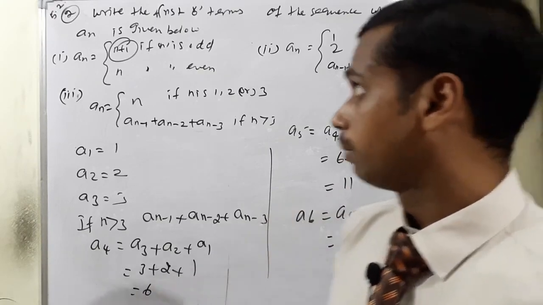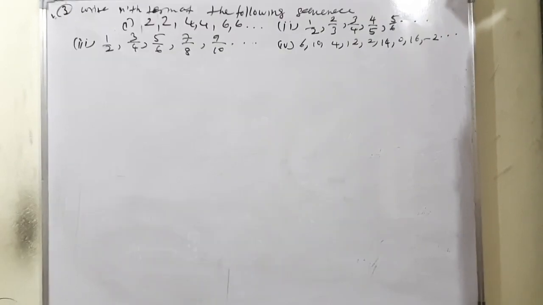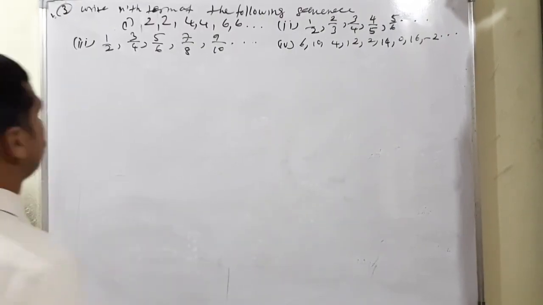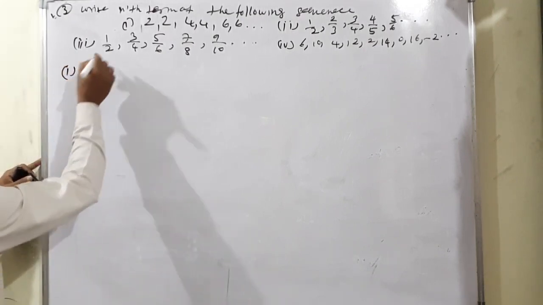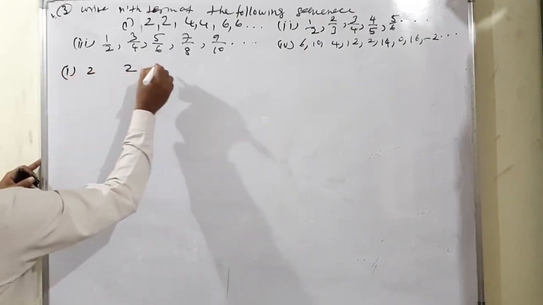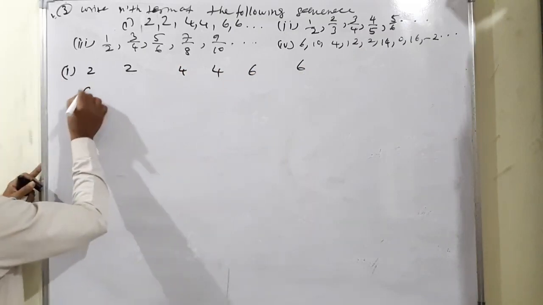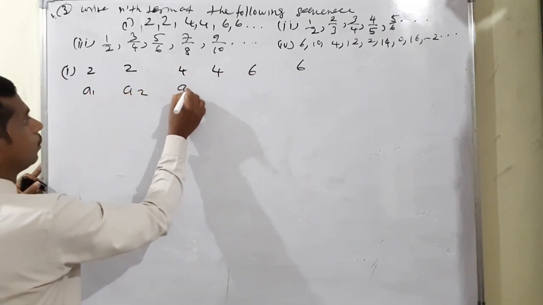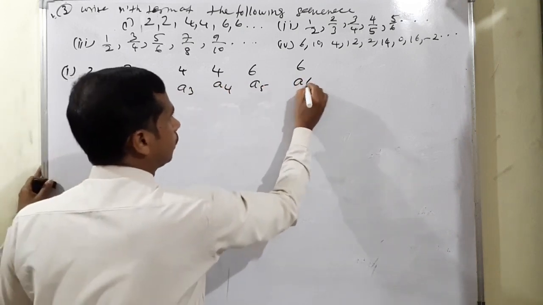So, question number 2 is over, okay? I will continue the next question. Question number 3 from exercise 5.2. Write the nth term of the following sequence given in 4 subdivisions, okay? One by one, I am moving to subdivision 1. The sequence is 2, 2, 4, 4, 6, 6. So, consider A1, A2, A3, A4, A5, A6.